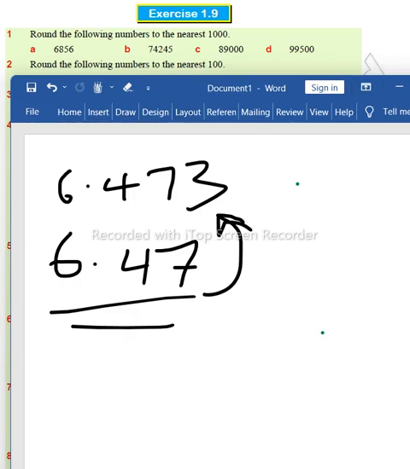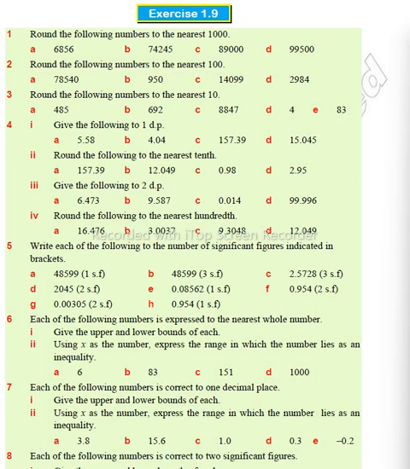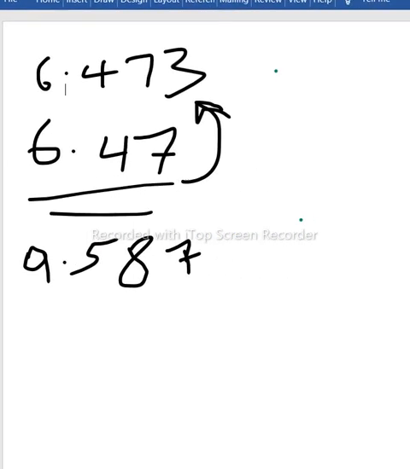So we can do the next question. Let us write the question, letter B: 9.587. Let us write this to two decimal places.